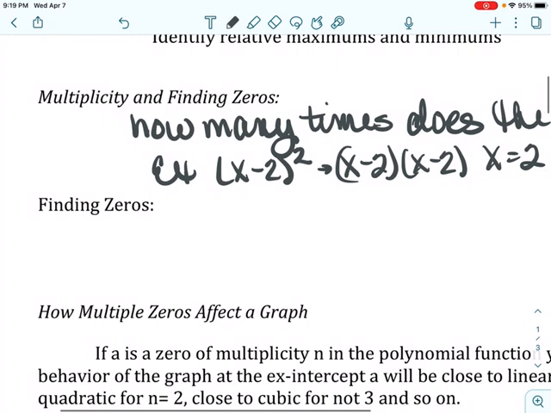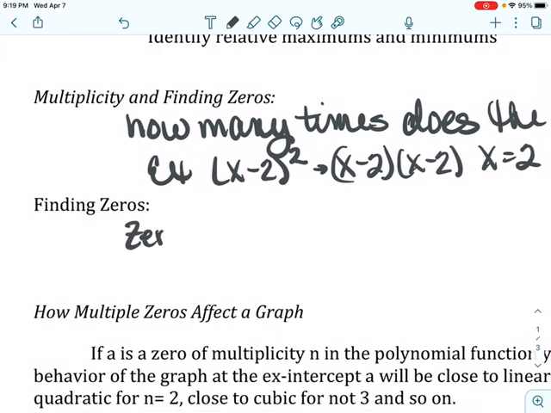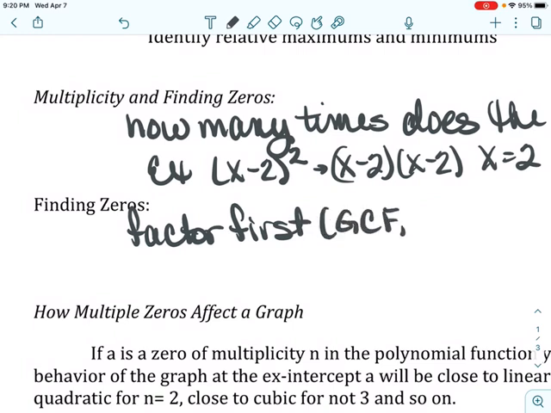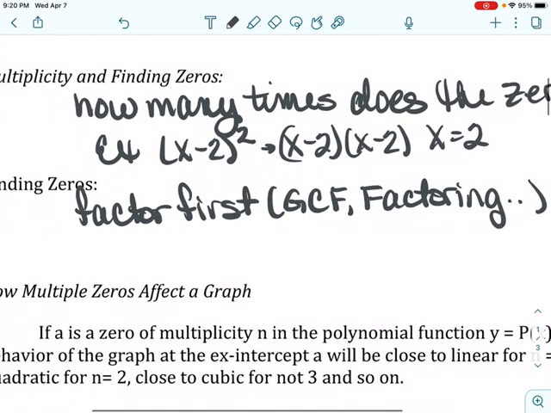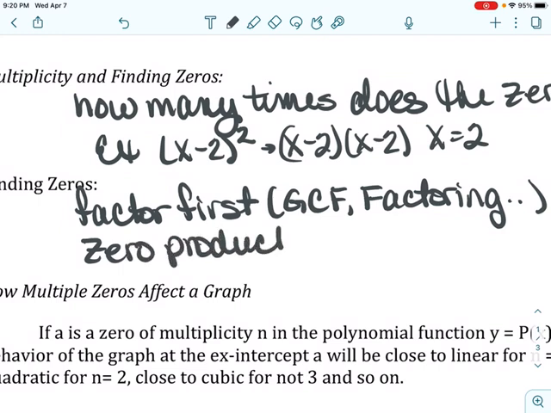So remember, to find zeros, we're going to use our zero product property. So we're going to factor first. And remember, that includes GCF and our factoring techniques, which include box, split, distribute, FOIL. So I'm just going to put factoring there. And then we're going to use our zero product property, remembering that means setting your factors equal to 0 and solving.